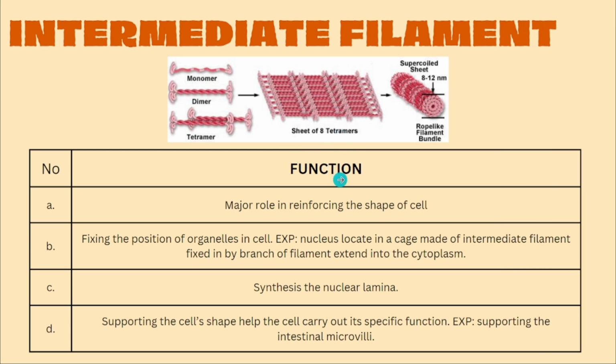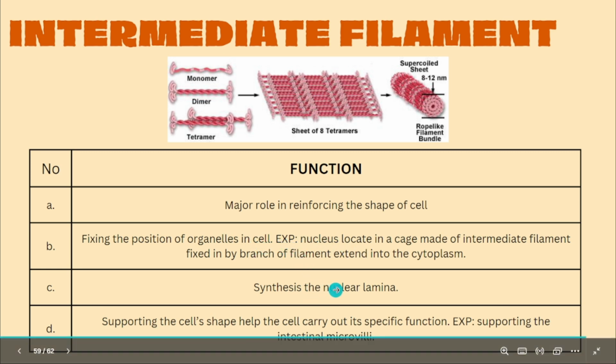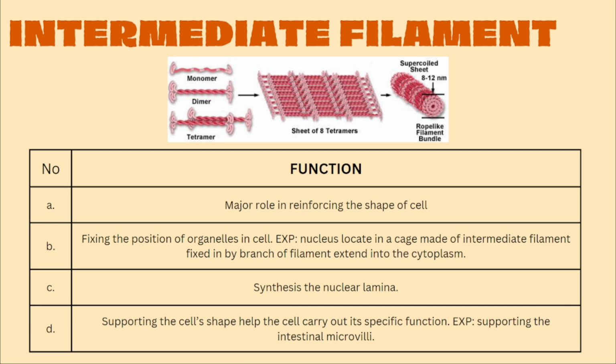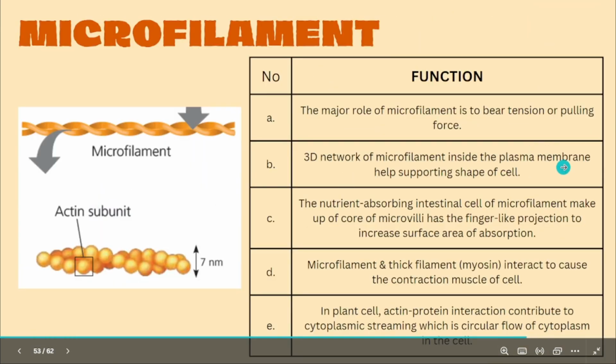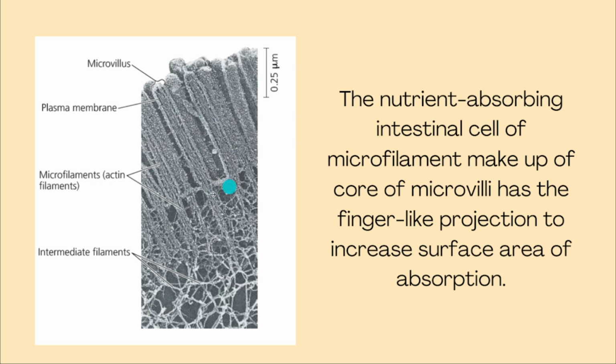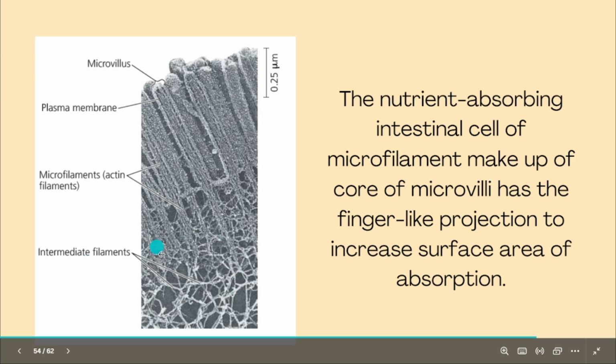The function of the intermediate filament: normally, the major role is to provide the shape of the cell and fix the organelles in a cell. They provide the fixing position of the organelles and synthesize the nuclear lamina. Still remember what is nuclear lamina? If you already forget, please refer to the nucleus video. Another final one is supporting the cell shape to carry out specific functions, so supporting the intestinal microvilli. When you see this diagram, this is the actin filament, and below the actin filament there are many intermediate filaments. So they provide the support to the microfilament like that.